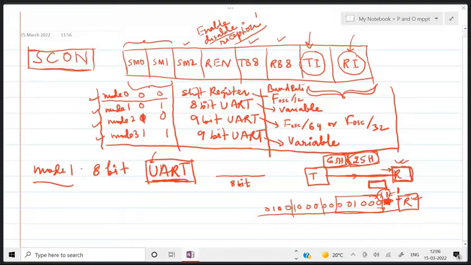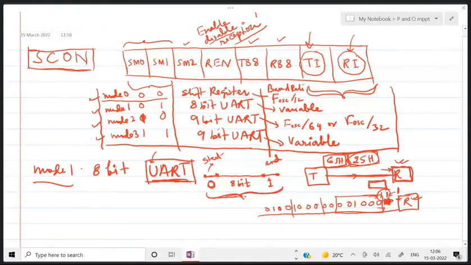There is a start bit and there is an end bit. This is called the start bit, and then there is an 8-bit data and the end bit. The start bit is always 0 and the end bit is always 1. Okay, please remember this. So that means now 10 bits of data are being transmitted.